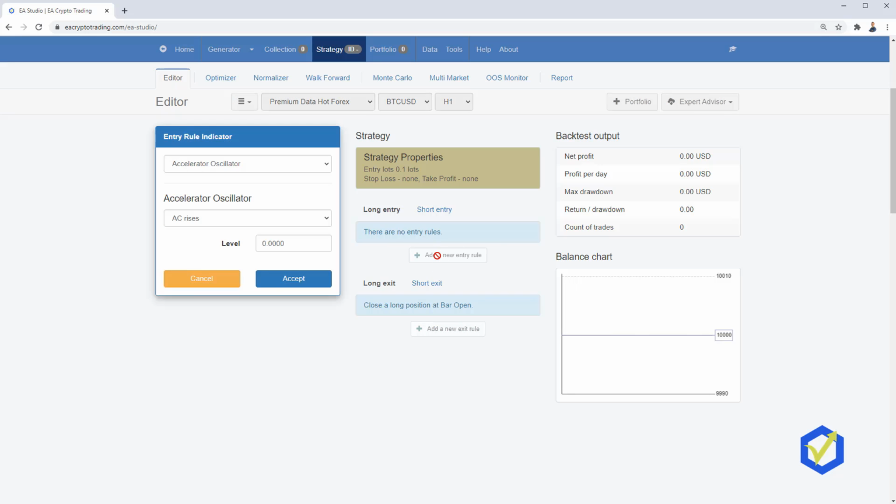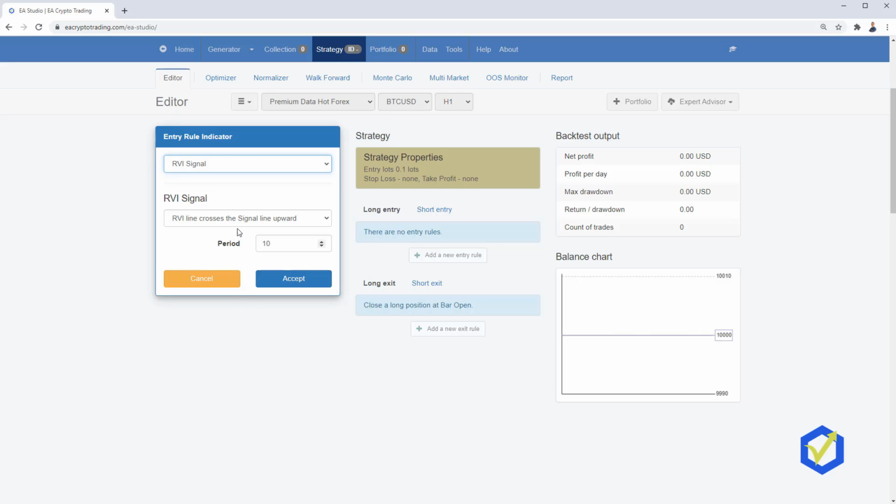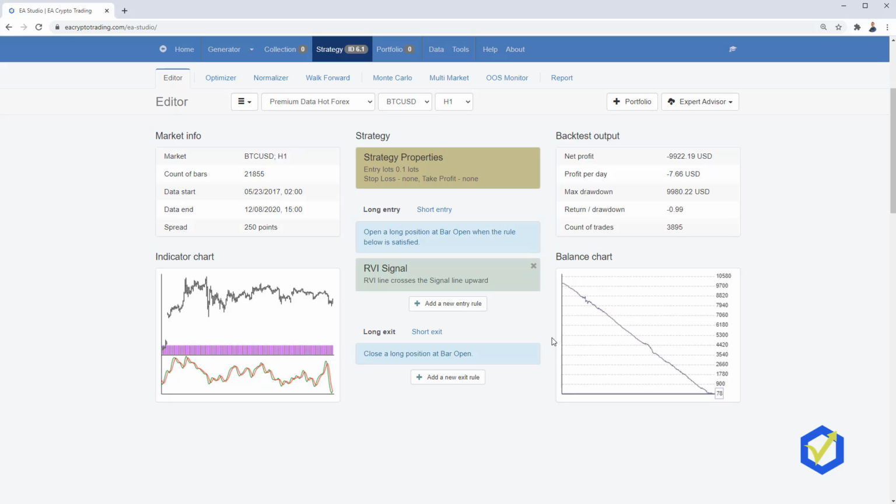For example, I can add a rule. Let's pick any of the indicators, RVI, or let's take the RVI signal. And for RVI signal, we have a few entry rules. RVI line crosses the signal line upwards, crosses the signal line downward, is higher than the signal line, is lower than the signal line. I will select RVI line crosses the signal line upward, the first one on the top. And I click on accept, and you see that I have a balance chart immediately, which is obviously losing, but we cannot have a strategy just based on one indicator.